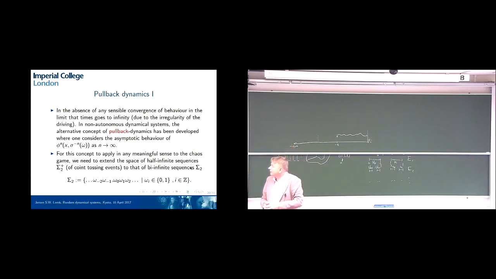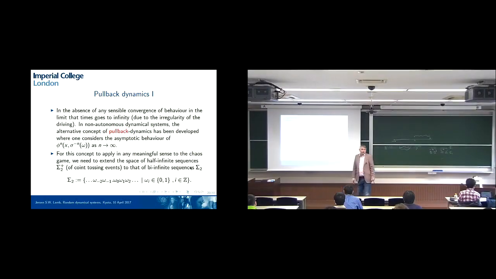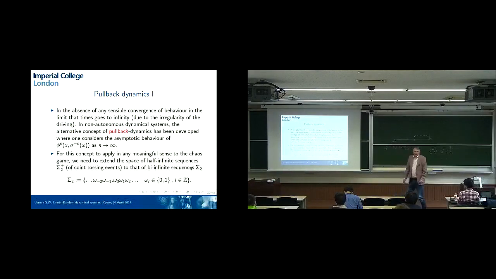So who knows, maybe this works. Here's what I do. I take the nth iterate of x, sigma to the minus n omega. It means I go into the history, and I let it flow back forward. And then I take n to infinity. So, pullback dynamics. Very strange concept, and it basically grew out of the fact that we don't know what else to do.